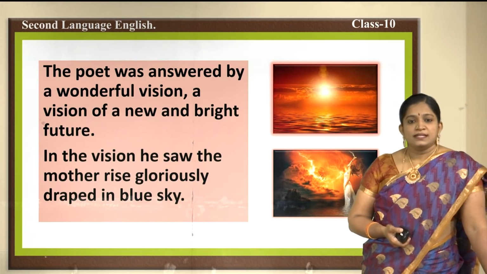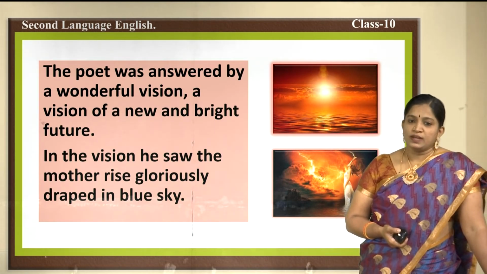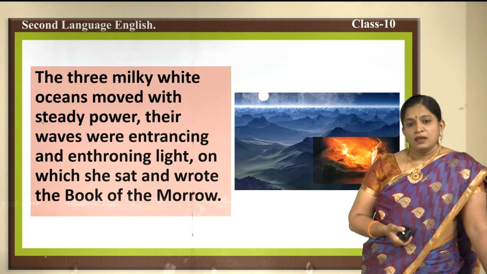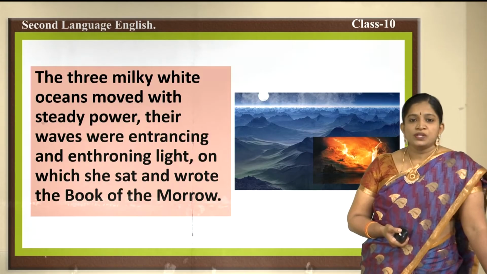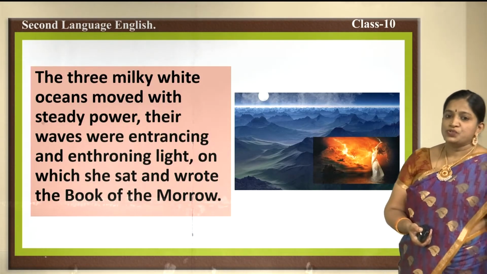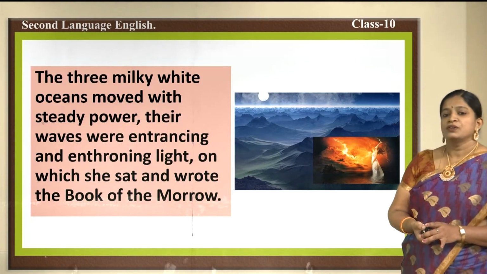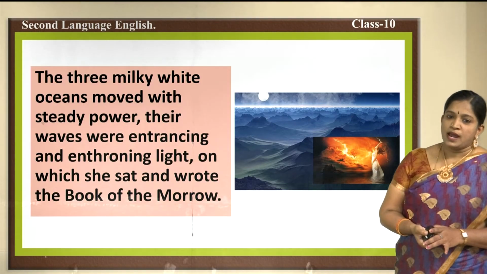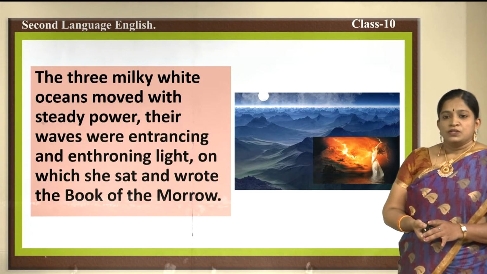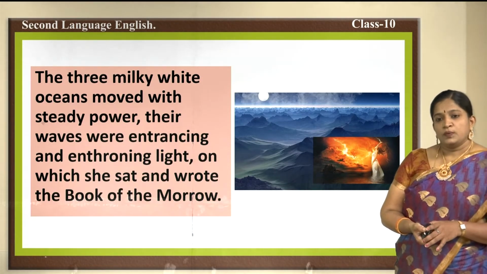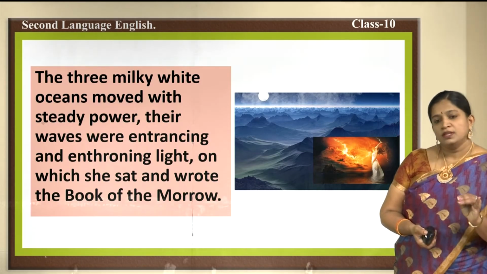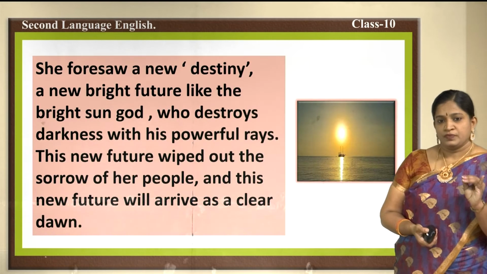In the vision he saw the mother rise gloriously draped in blue sky. The three milky white oceans moved with steady power. Their waves were entrancing and enthroning light on which she sat and wrote the book of morrow. She is giving solution for all the questions of the poet through the book. Which is that book? The book of the morrow.